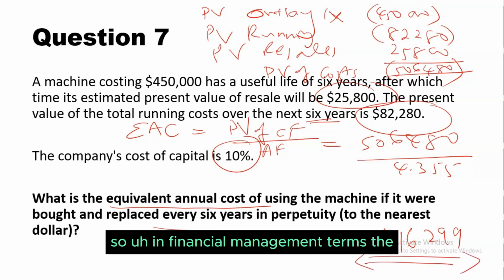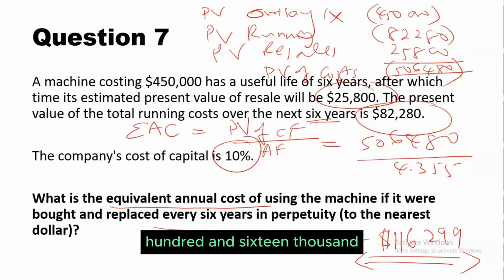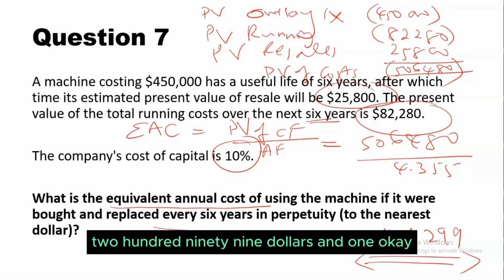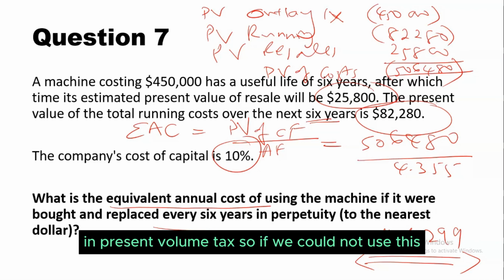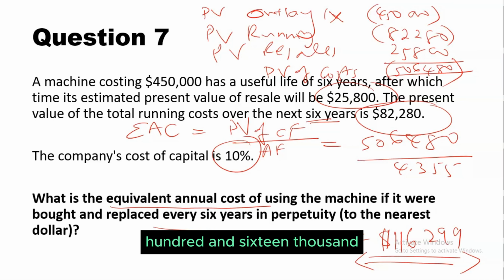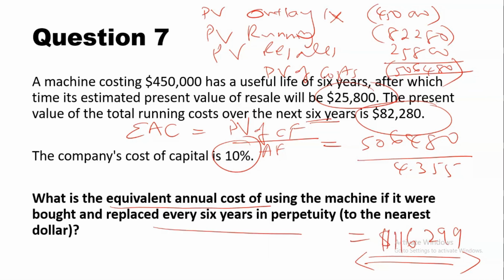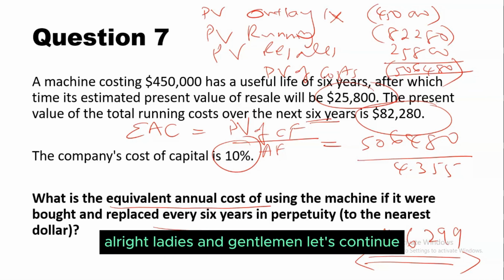So in financial management terms, the cost of operating this machine is $116,299 annually, in present value terms. So if we continue to use this, it means that forever we are going to incur $116,299 of costs. All right, ladies and gentlemen, let's continue.